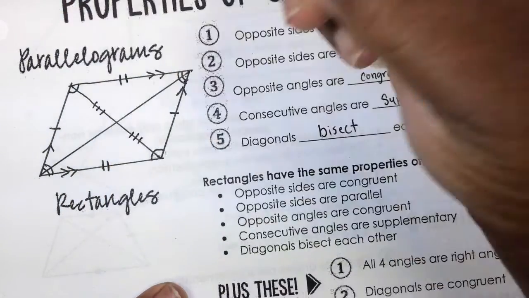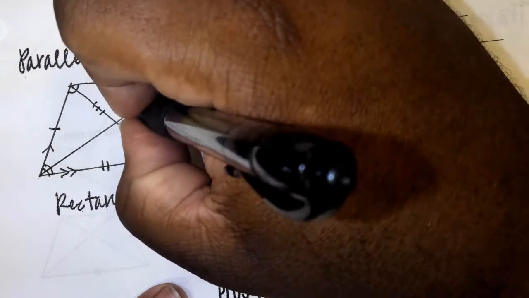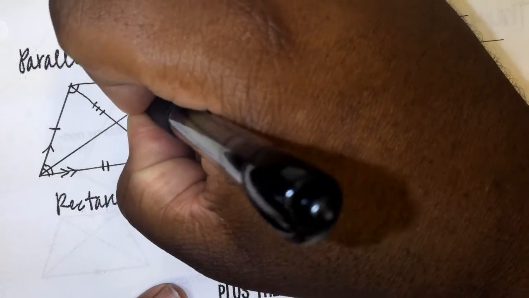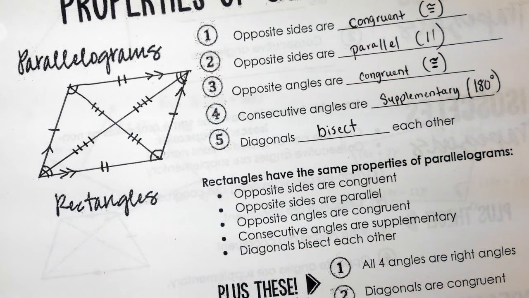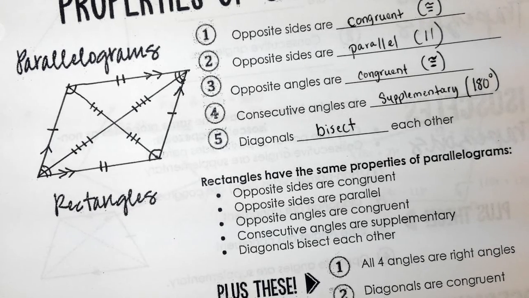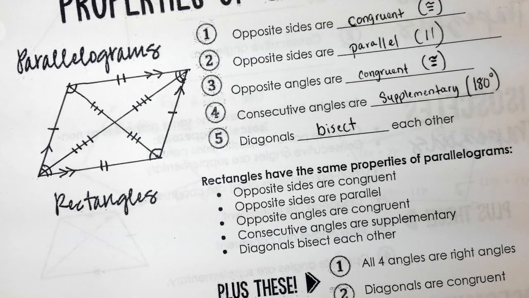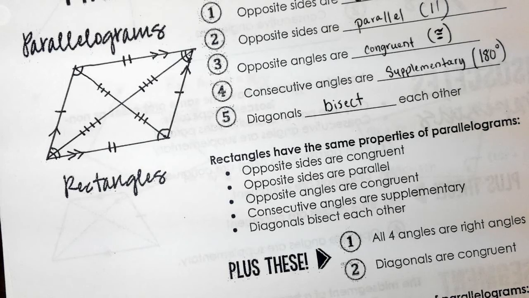These two small segments will be congruent. And then the other way, this half of that diagonal will be congruent to this half, because the two diagonals came through and split each other in half. So these are the 5 basic properties of a parallelogram. If you have those properties, then you have a parallelogram at least.